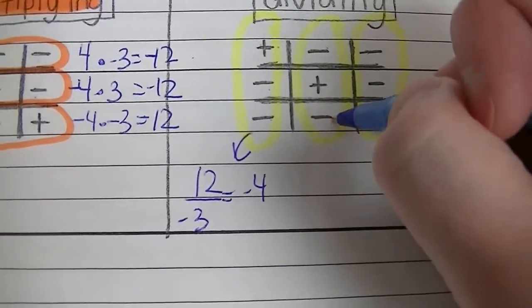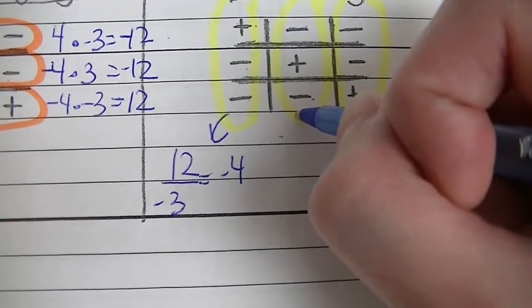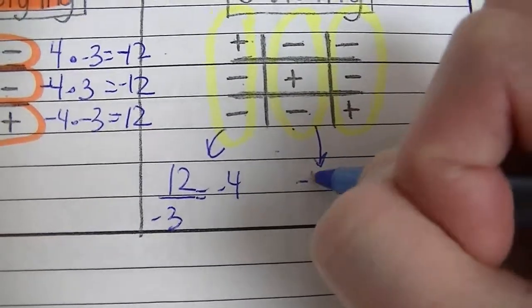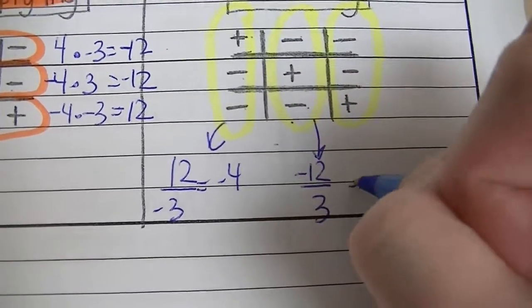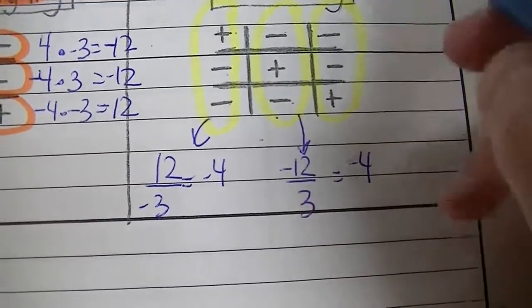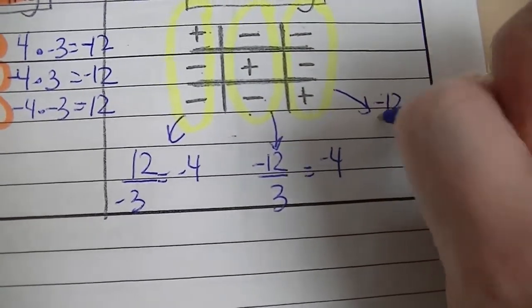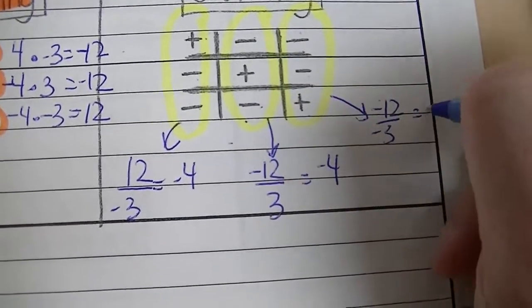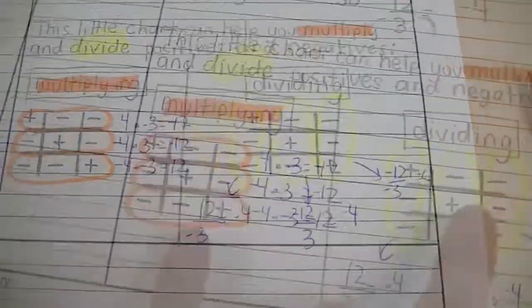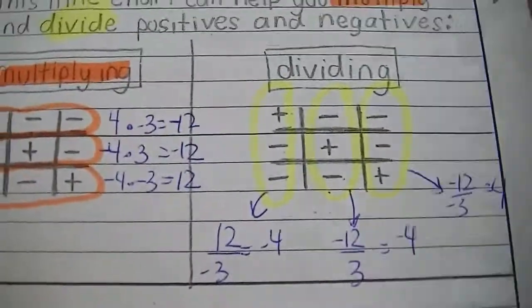If you had a negative divided by a positive, you get a negative answer. Okay. If you had a negative divided by a negative, like negative 12 divided by negative 3, it'd give you a positive 4 as your answer. It only works for multiplying and dividing.